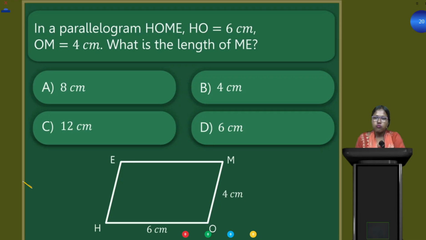Very easy. Just now we saw that in a parallelogram opposite sides are equal. So what would be your answer? Yes, I am stopping the timer because this is very easy. Option D is the correct option because opposite sides are equal in a parallelogram. So as HO is 6, EM is also 6. Similarly, MO is 4, EH is also 4. I hope this much is clear for everyone.